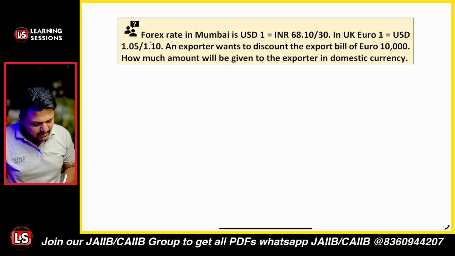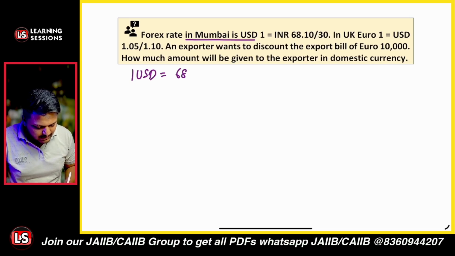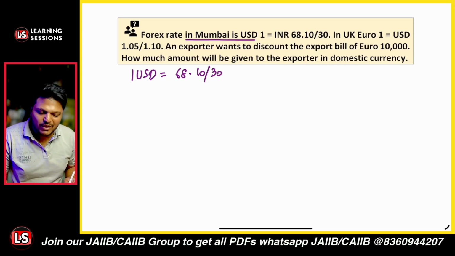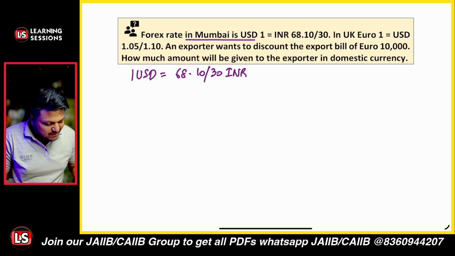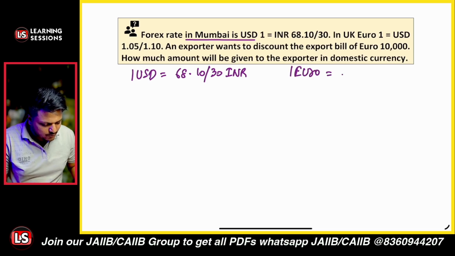So the forex rate in Mumbai is given to be 1 USD, I'll be writing it over here too. So 1 USD is equal to 68.10 slash 30. Right now it's nearly around 90, so it's a way back numerical, but we are to focus on the question only for now. In the UK, the euro is given to be 1.05 or 1.10. So 1 euro is equal to 1.05 slash 1.10 USD, right?